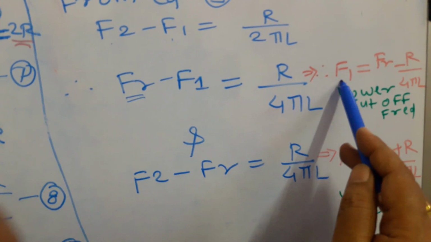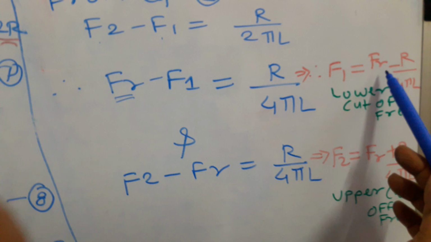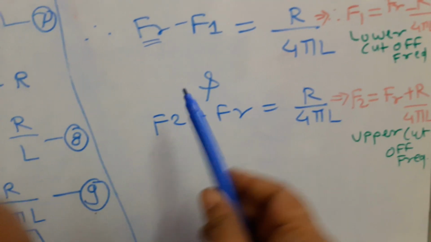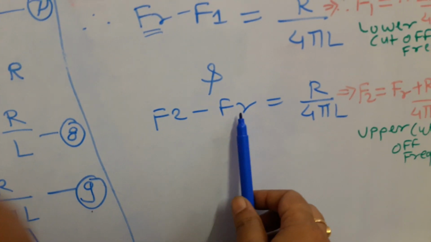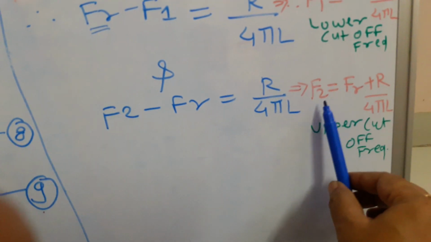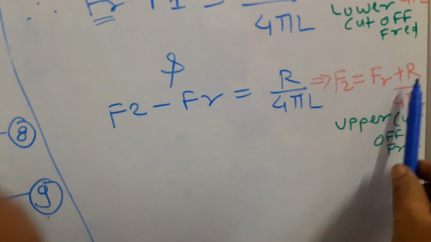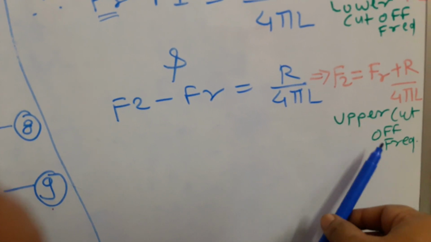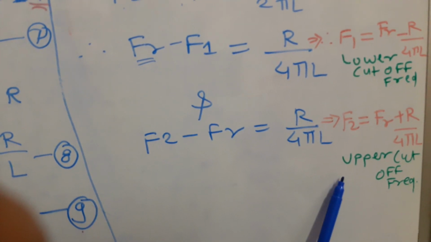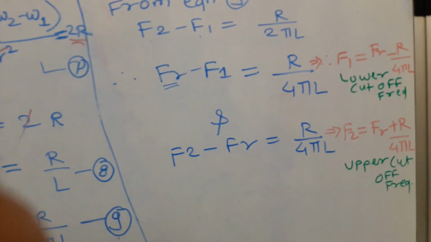Therefore this gives us lower cutoff frequency f1 is equal to, shift this f1 to the right hand side, this term will be on the left hand side, fr minus R upon 4 pi L. This is called the lower cutoff frequency. Similarly, on the right hand side of the graph, f2 minus fr will be R upon 4 pi L. Let us shift this fr to the right hand side. So we will get upper cutoff frequency f2 is equal to fr plus R upon 4 pi L. This is called the upper cutoff frequency. So if in some numerical they are asking us to calculate lower cutoff and upper cutoff frequencies, providing R values, L values and bandwidth, we can easily calculate this using these formulas.